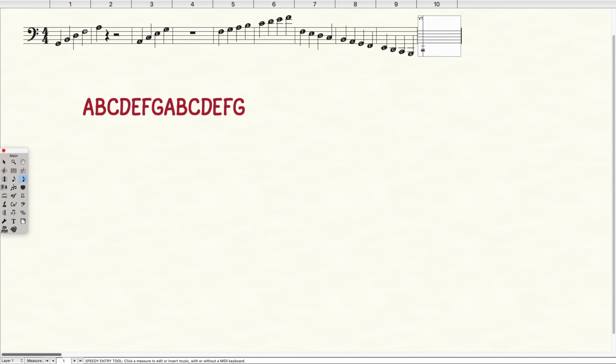Now if I know how to find the letter F, here's another one here, I can figure out the rest of the names by going through the alphabet. If this note is an F, the space higher than F is a G. If this space is a G, the line higher than G is an A. If this line is an A, the space higher is B, the line higher is C, the space higher is D, the next line higher is E, and the next space higher is F.